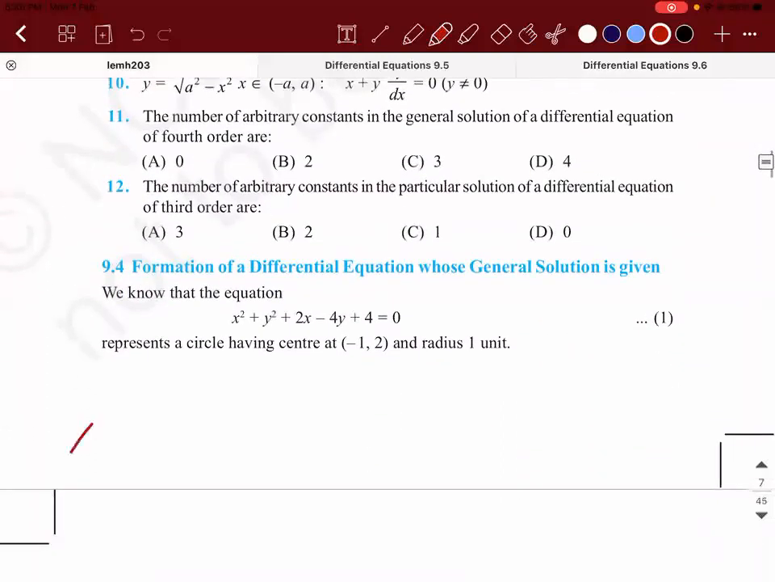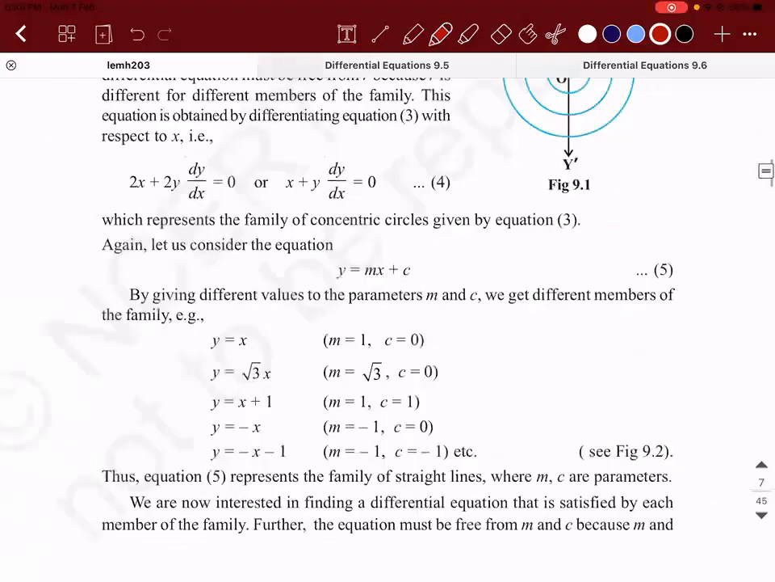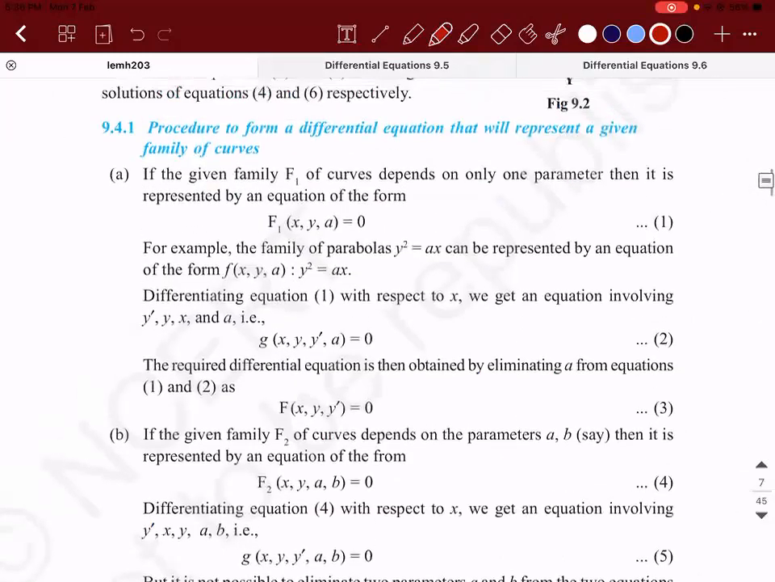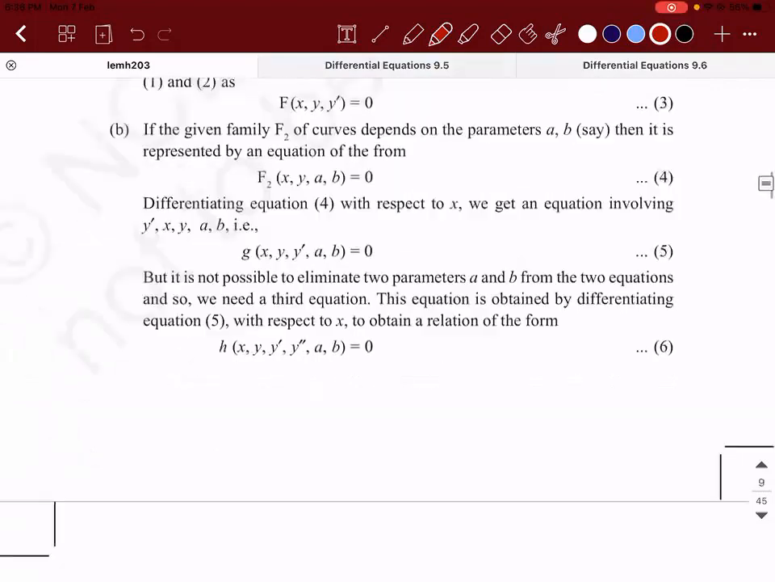See, third exercise is actually not there, but I would have explained that also. Like how to form a differential equation whose general solution is given by. Okay, they give you the general solution, then how are you going to frame the differential equation? You need to differentiate it, that's it.